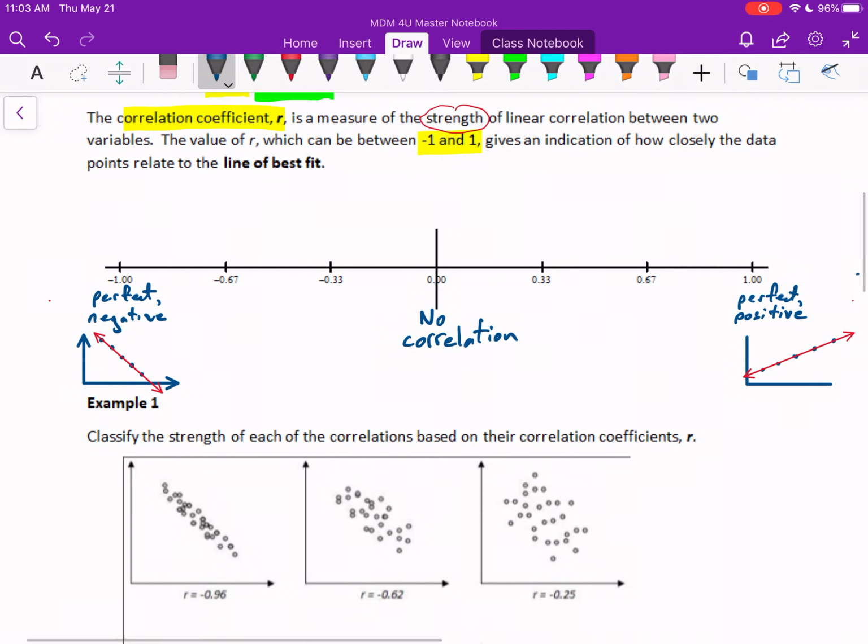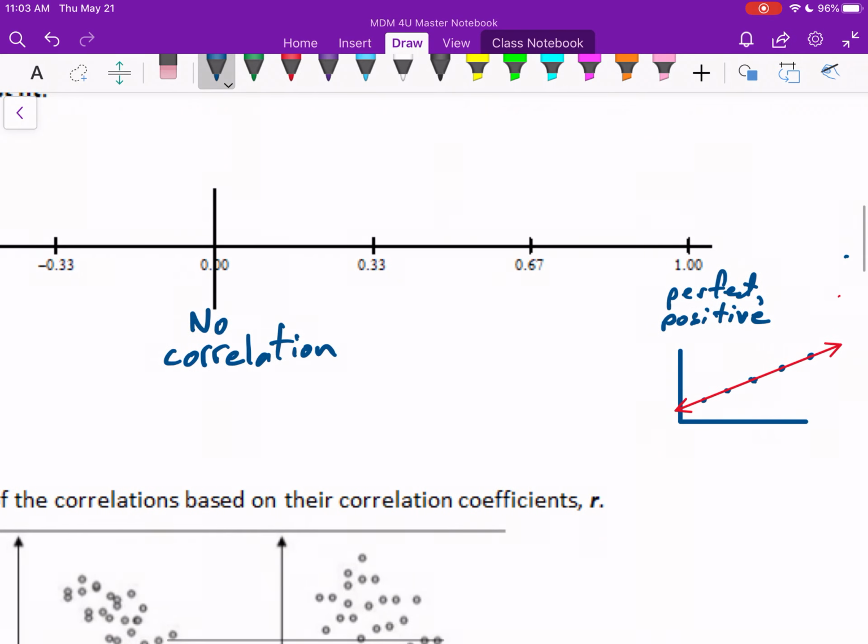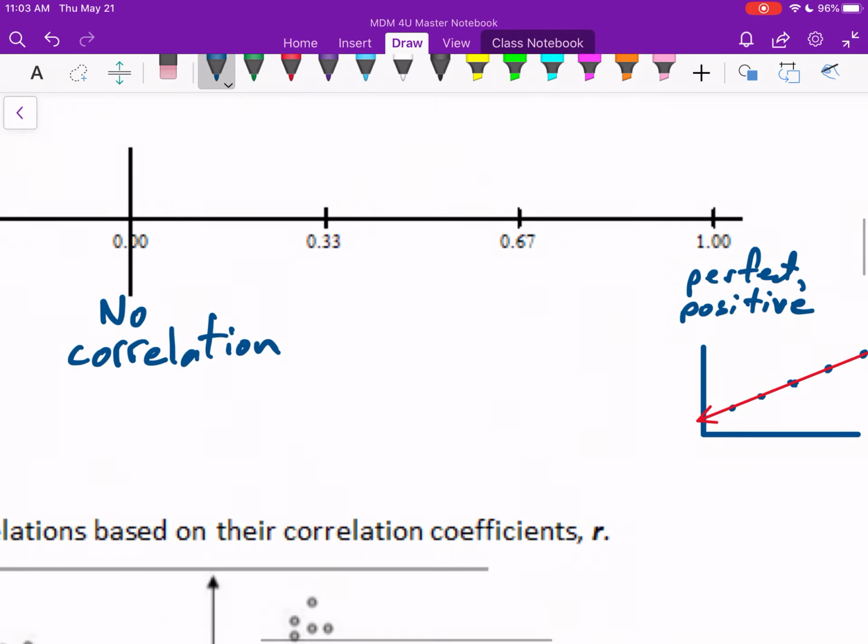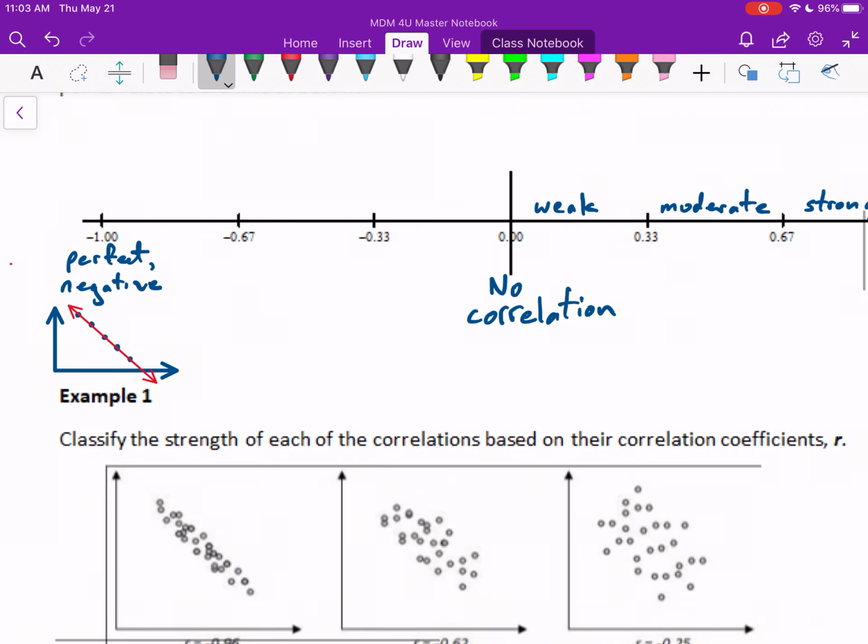All right? And then, as I said, it's a continuum. So the closer we get to 1, the stronger it is. So we consider anything between 0.67 and 1 to be strong. We consider anything between 0 and 0.33 to be weak, and anything between 0.33 and 0.67 to be moderate. So it's just dividing it into thirds. And it's the exact same on the other side, it's just we're dealing with negative correlations. And again, all that has to do with is the graph, is it going to be positive or negative?